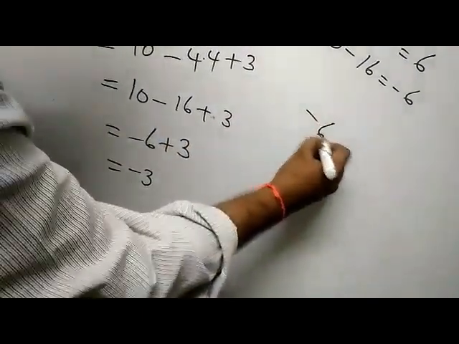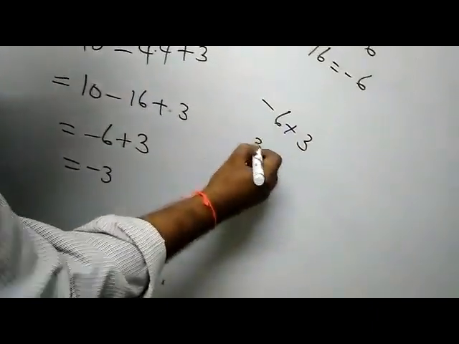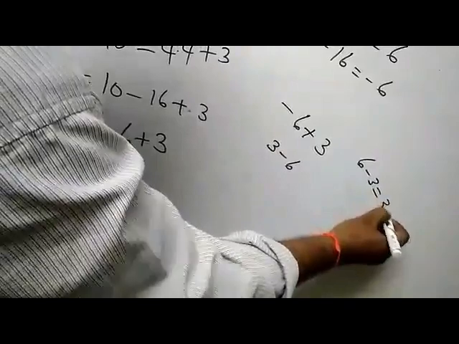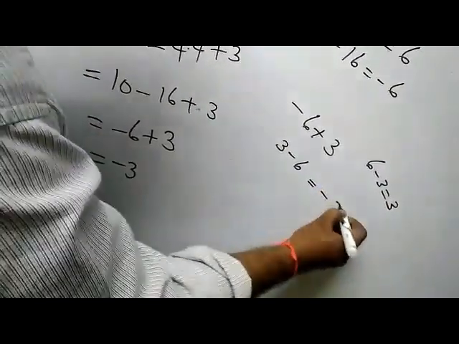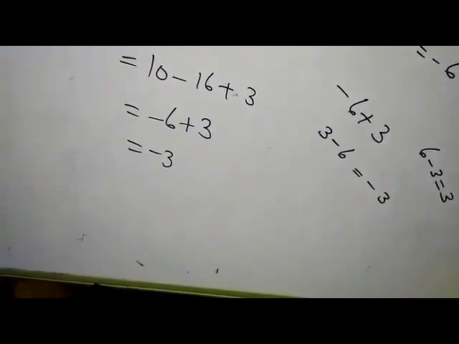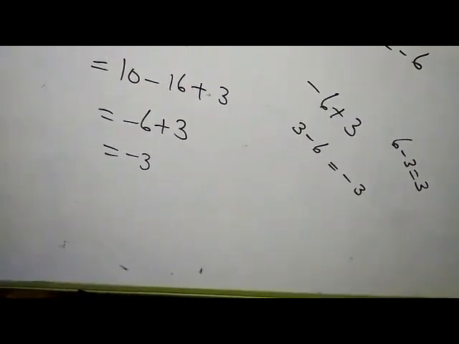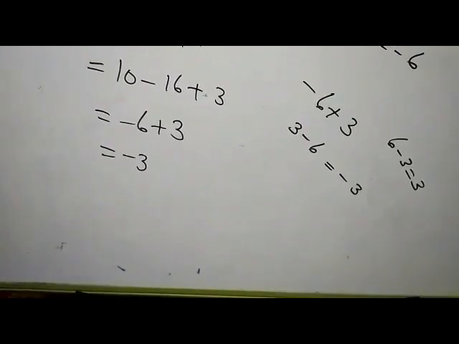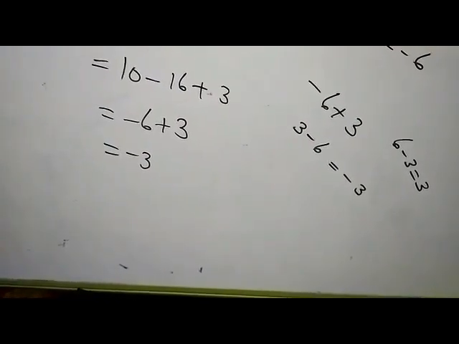Otherwise, minus 6 plus 3 is nothing but 3 minus 6. If 6 minus 3 is equal to 3, automatically 3 minus 6 is equal to minus 3. Otherwise, many methods are there, same sign add, different sign subtract, but that you already learnt in 6th and 7th classes. That's why I am not explaining it carefully.